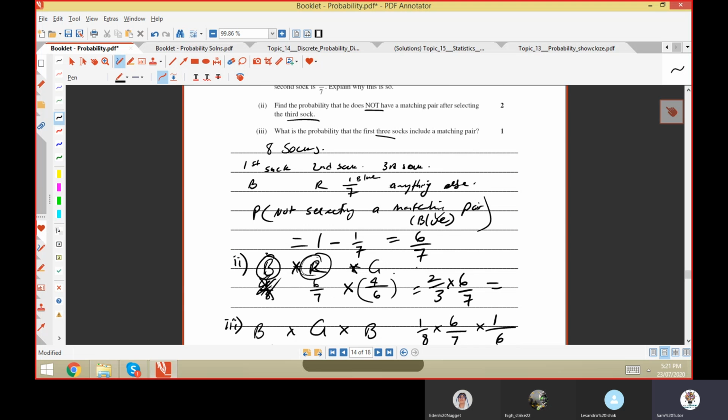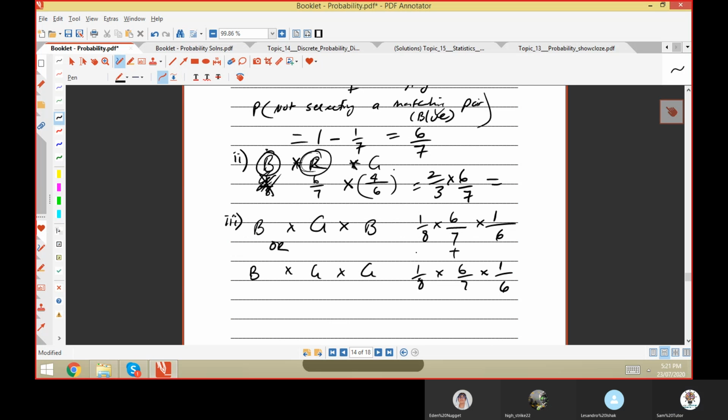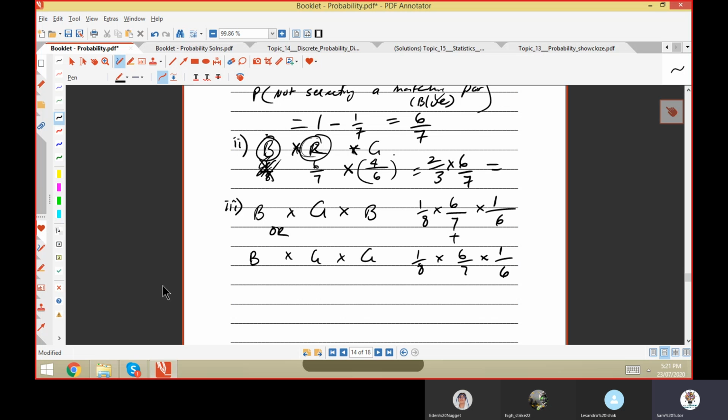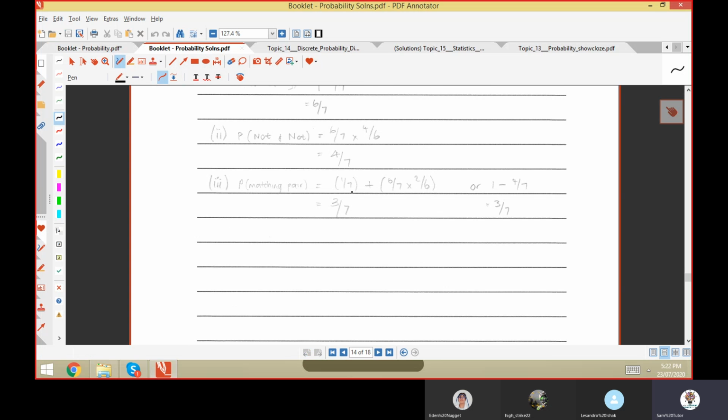What is the probability the first 3 socks include a matching pair? The first 3 socks include a matching pair. I would have still done it this way. First one could be, alright, let's do it again. 6 over 7 times 1 out of 6 times 2. No, this is right. This is right. Times 2. Just this extra 1 out of 7.